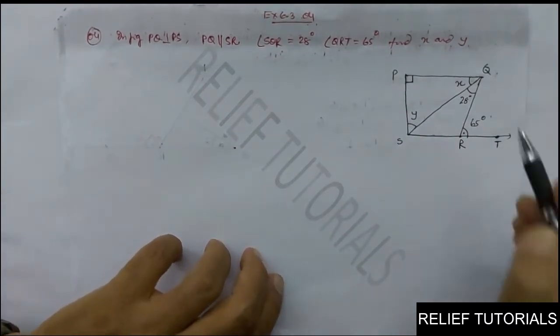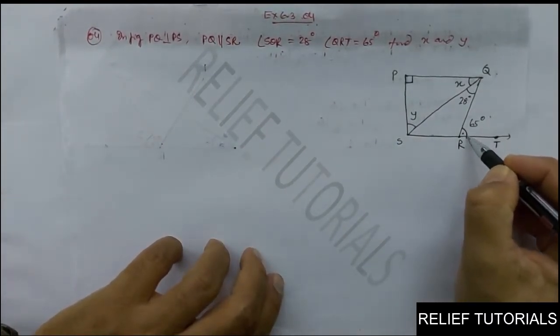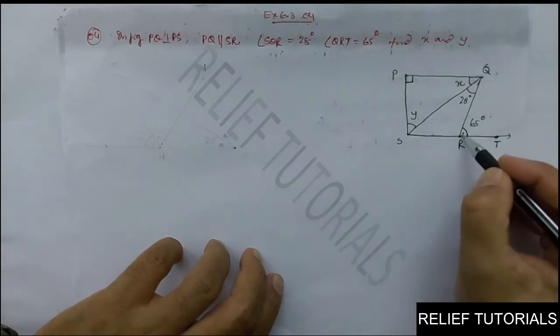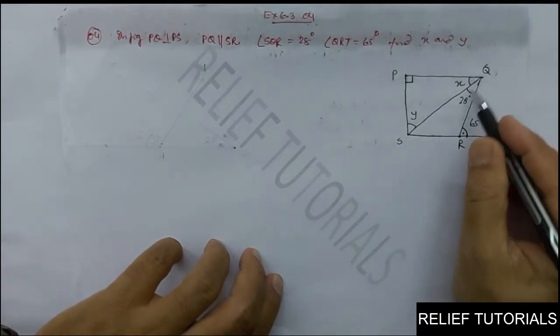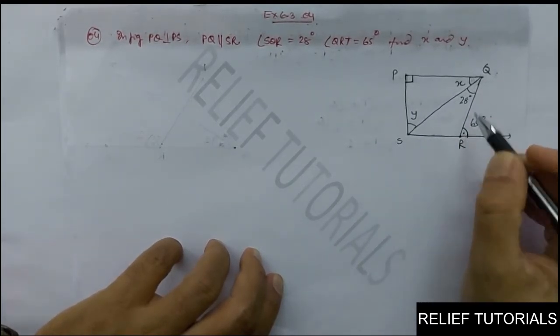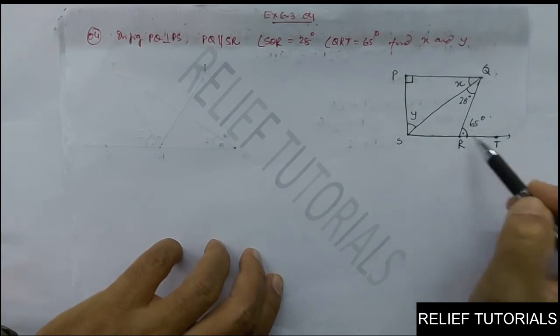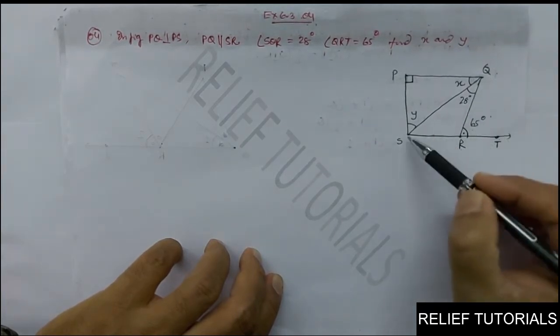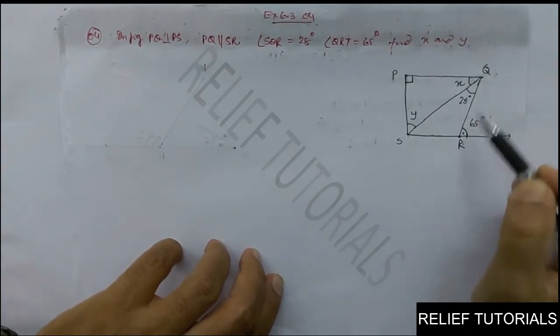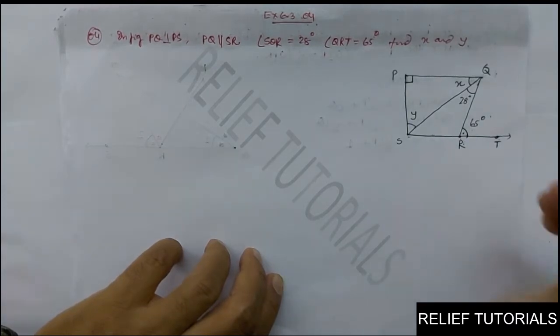Now look here, you look at this angle. This is the exterior angle of triangle SQR. The exterior angle of triangle SQR is equal to the sum of its interior opposite angles. So we can say exterior angle QRT is equal to angle SQR plus angle QSR.